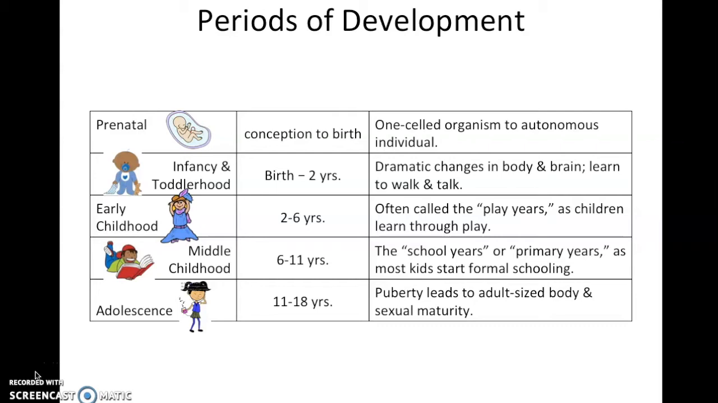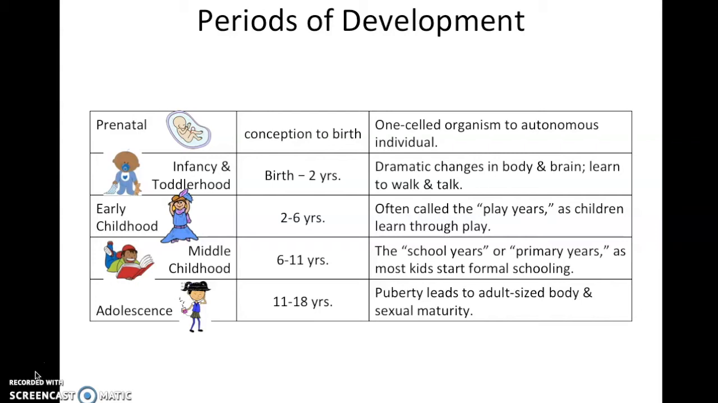The prenatal period is the fastest period of growth in the lifespan, as the new life grows from a one-celled organism to an autonomous individual. The period of infancy and toddlerhood from birth to 2 years sees dramatic changes in the body and brain. This is when children learn to walk and talk. The years from 2 to 6, or early childhood, are sometimes called the play years, as children learn through play.